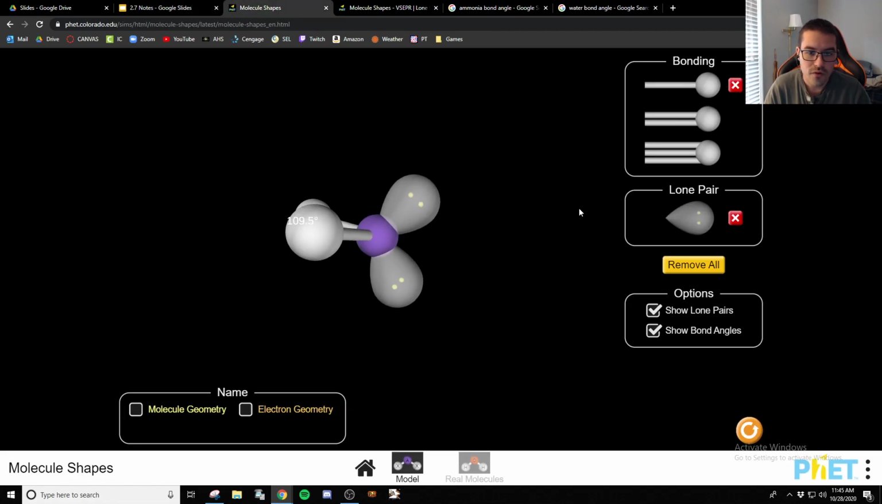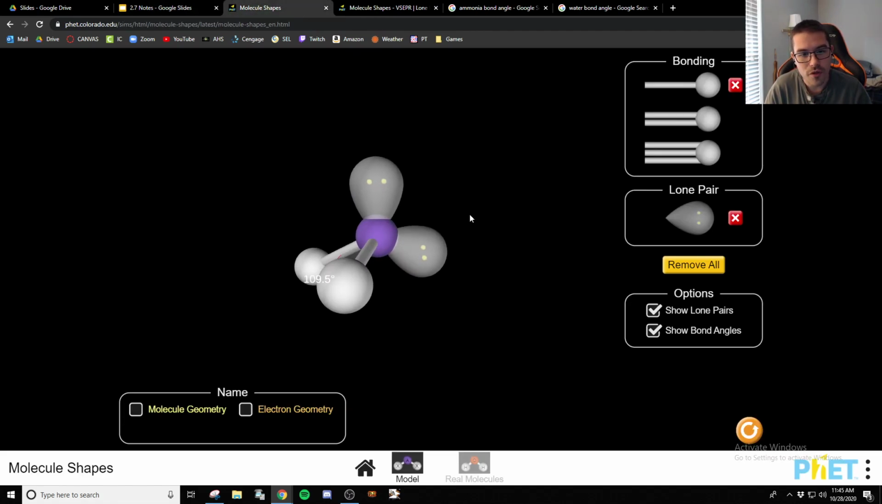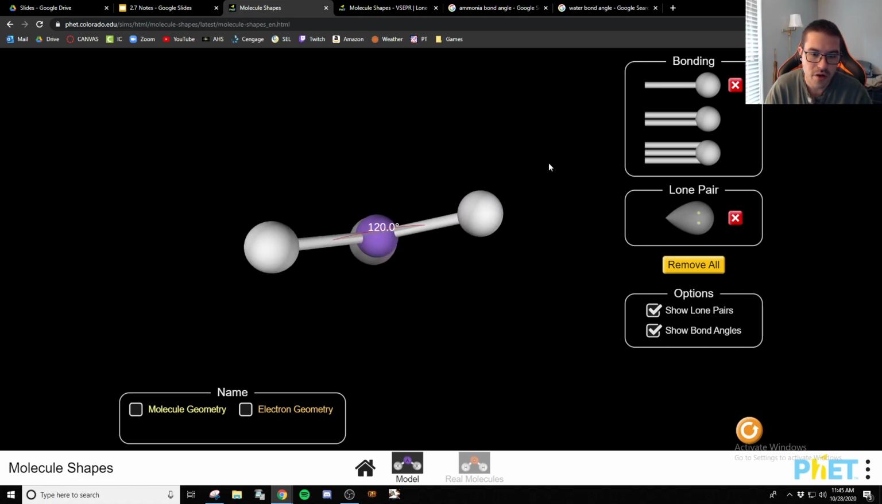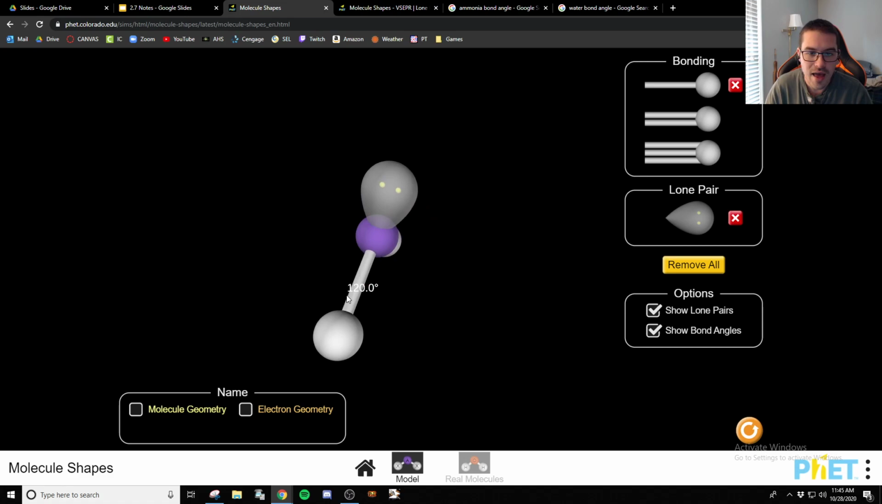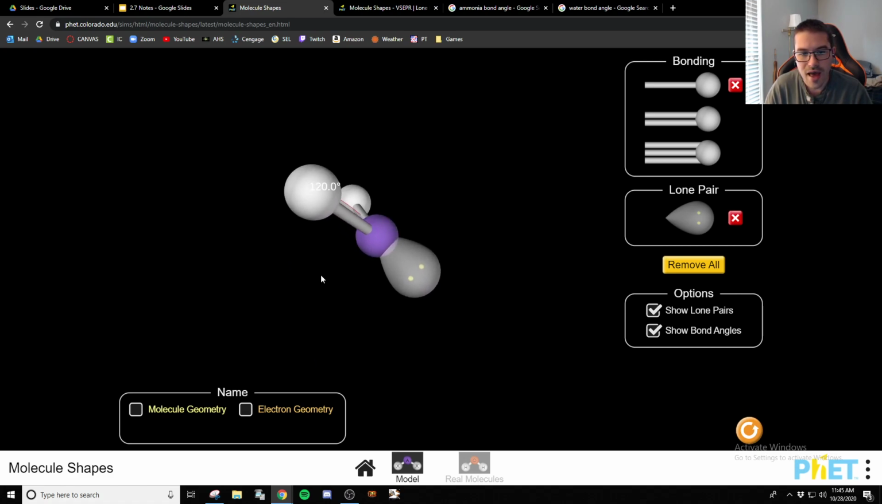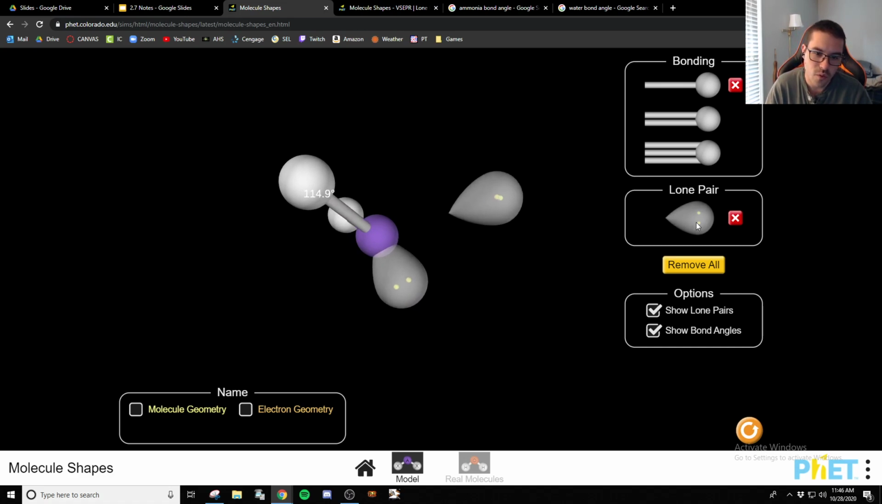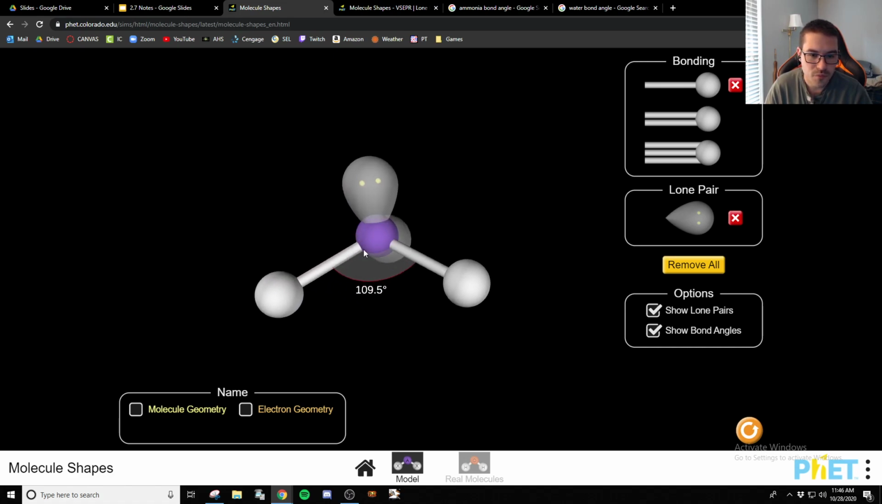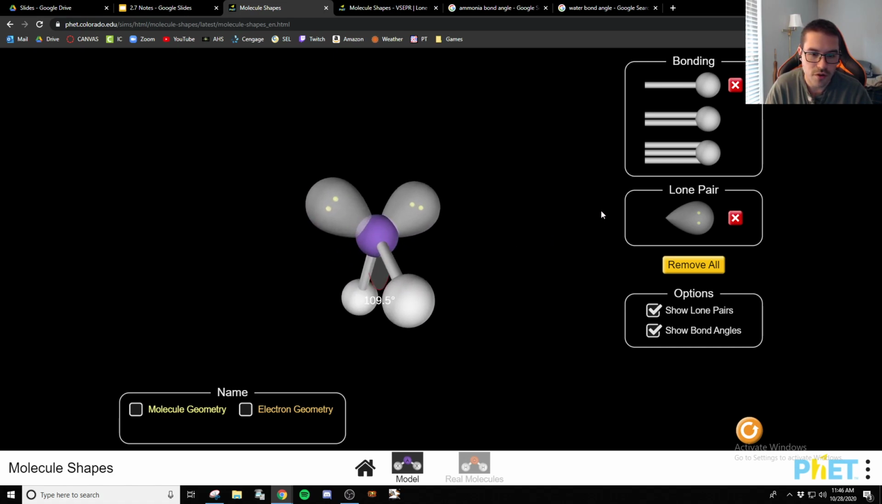So when I add those in, I still end up with basically a tetrahedral shape. You can imagine, let me take one of these away, this looks more like a trigonal planar situation. Then as I add my second lone pair, it comes in and pushes these others away, right? And so I still end up with that same bond angle of approximately 109.5 degrees.